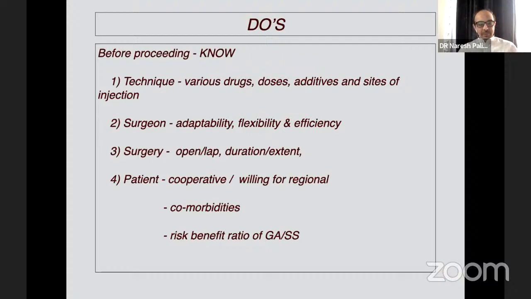in presumption that it may be a ruptured appendix and may require a longer duration. You should know about the patient also, how cooperative your patient is, whether he is willing for sole regional, what are the comorbidities of the patient, and the risk-benefit ratio of general anesthesia versus segmental spinal.